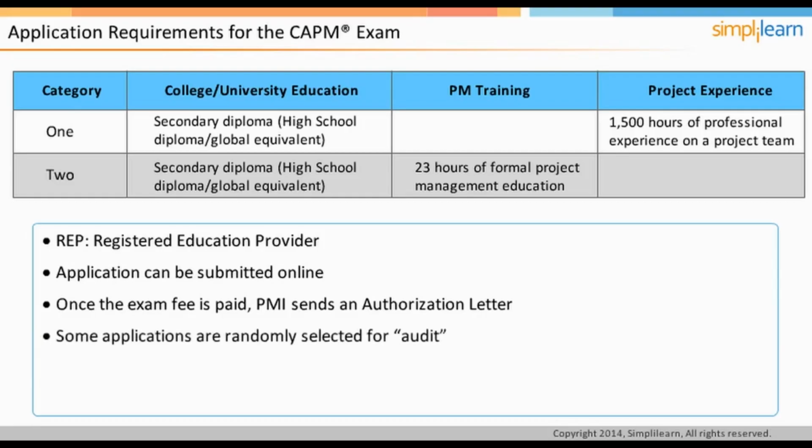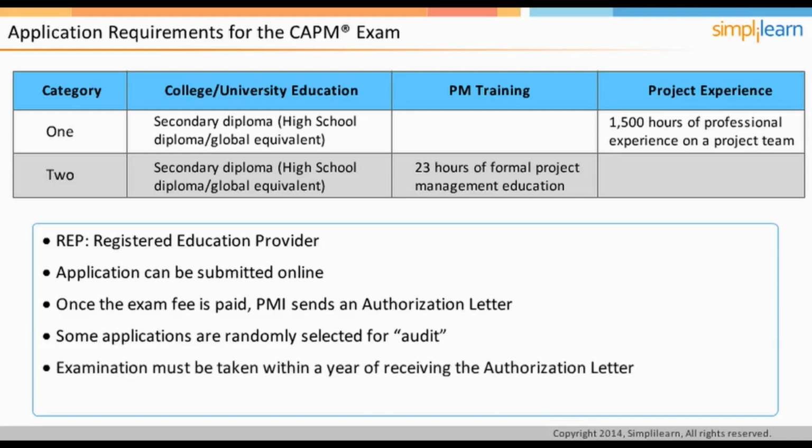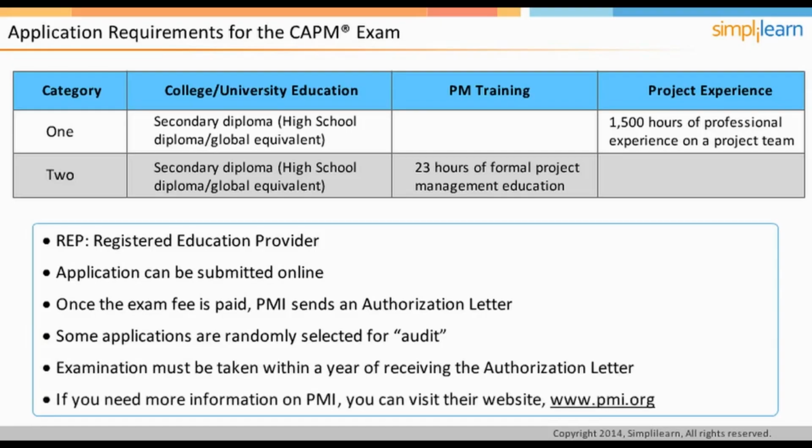PMI randomly audits some applications from time to time. In the event of the application being selected for audit, clear instructions will be given on the evidence that has to be physically submitted to PMI. Follow the instructions and send the evidence before authorization is given to proceed. The examination must be written within a year of receiving the authorization letter. If you need more information on PMI, you can visit their website www.pmi.org. Let us focus on the CAPM exam process in the next screen.